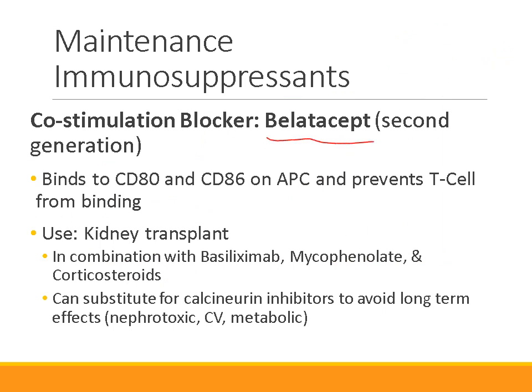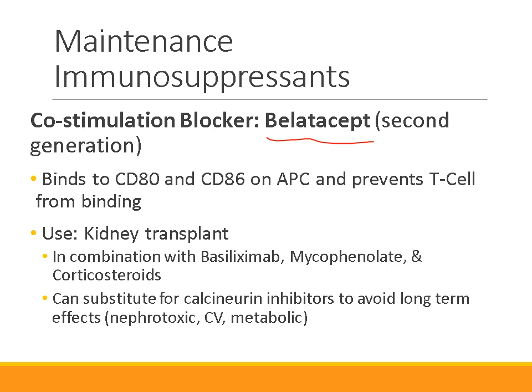Belatacept is a co-stimulation blocker. It's actually a second generation co-stimulation blocker. So what it does is belatacept binds to CD80 and CD86 on the antigen presenting cell, and it prevents the T cell from binding. This is the co-stimulation aspect of the antigen presenting cell. Remember, the antigen presenting cell has to bind to the T cell in two places.